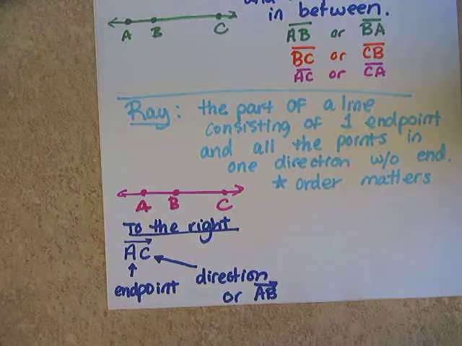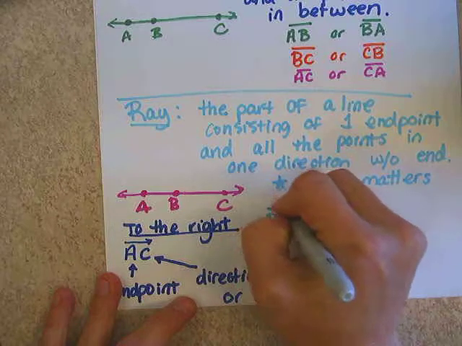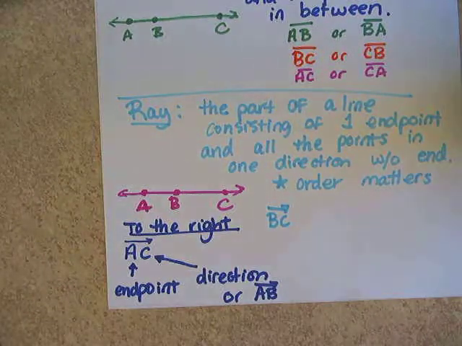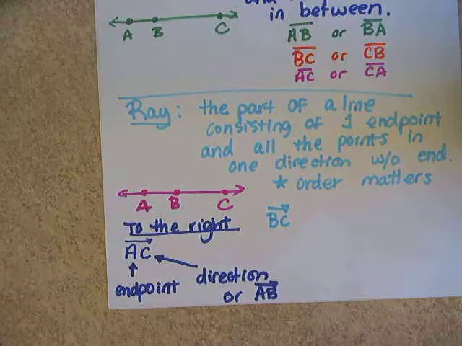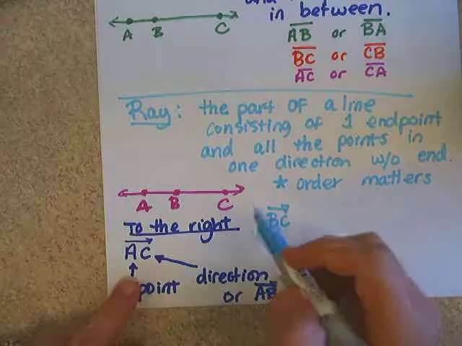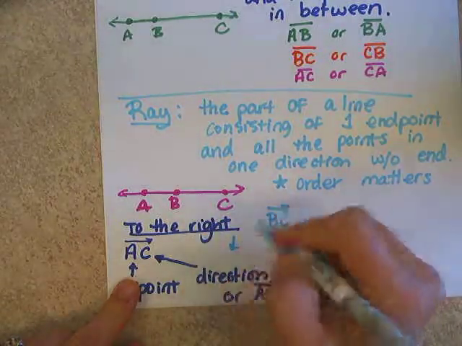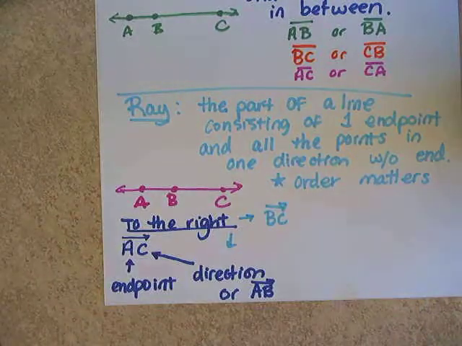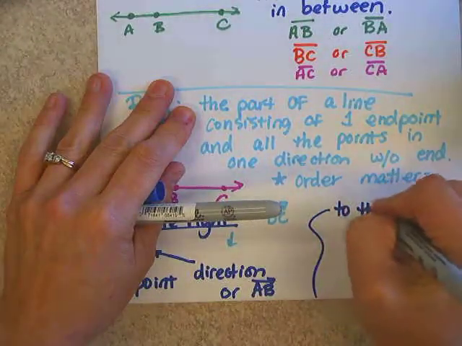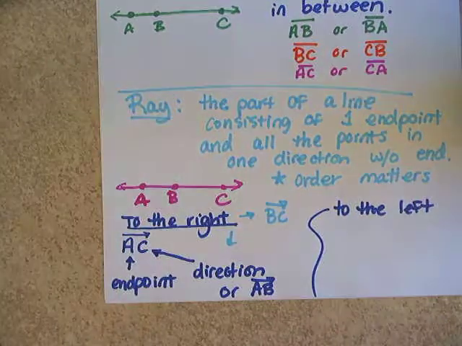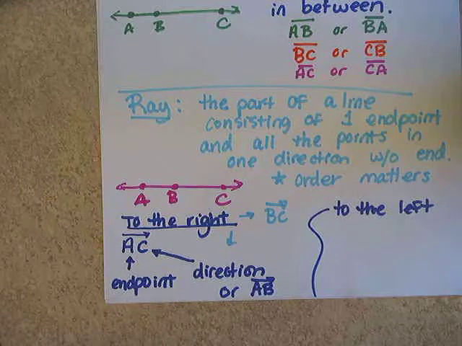Okay, I have another ray that goes to the right that's different from AC. BC, that is a different ray. Why? Starts at B, so it doesn't include the points between A and B. That is a totally different ray. Different starting point, might go the same direction, but it is a different ray. Okay, so to the right, I have those, but I do have some rays going the opposite direction.